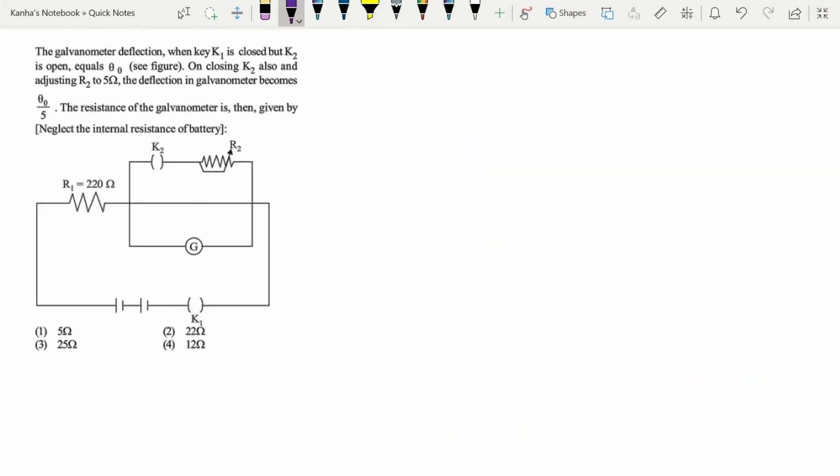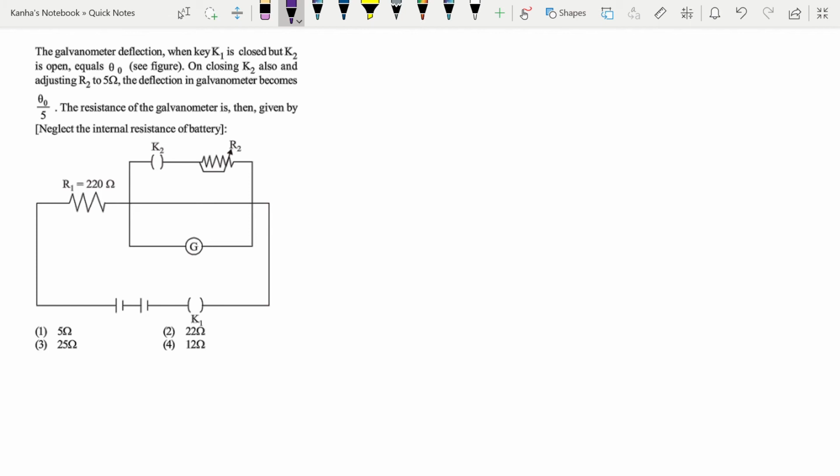Let's solve another problem. The galvanometer deflection when key K1 is closed but K2 is open equals theta naught. On closing K2 also and adjusting R2 to 5 ohms, the deflection in the galvanometer becomes theta naught by 5. The resistance of the galvanometer is then given by each of these following four. So how do you approach this question?